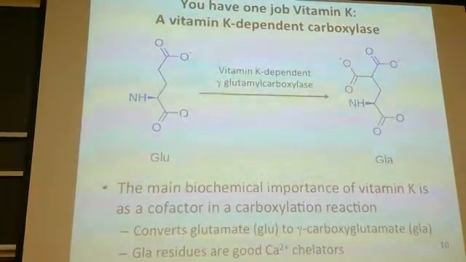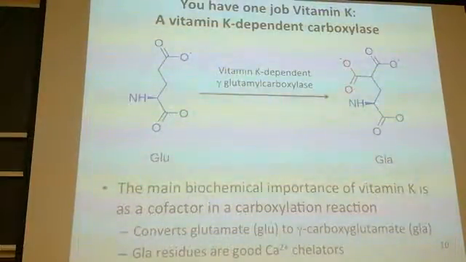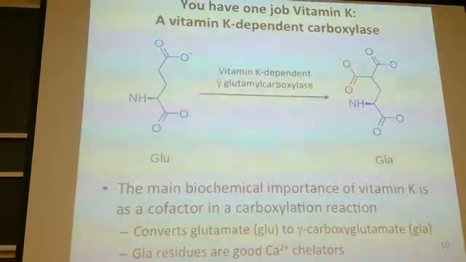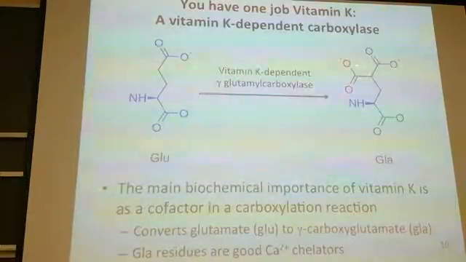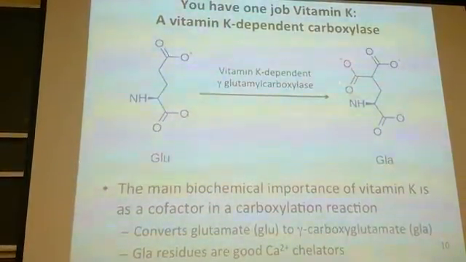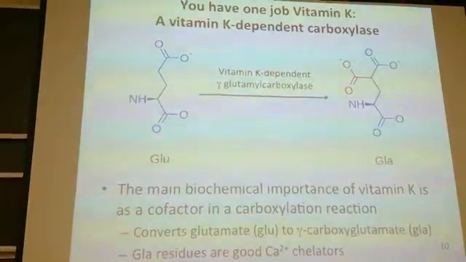modify glutamate residues. So these are amino acids present in proteins. We see here the amino terminus, the carboxyl terminus, and here's the R group of our glutamate, which has this carboxylic acid, right? And this vitamin K dependent enzyme is going to carboxylate the glutamate, forming a carboxyglutamate, which is sometimes abbreviated as GLA. Right? So Glu for glutamate, GLA is for gamma carboxyglutamate.